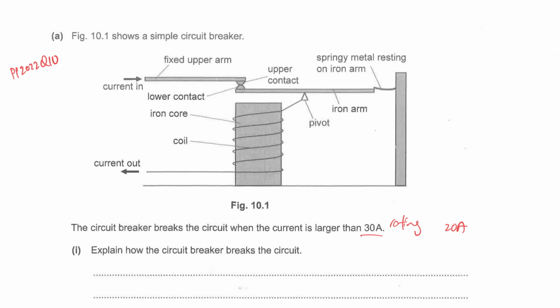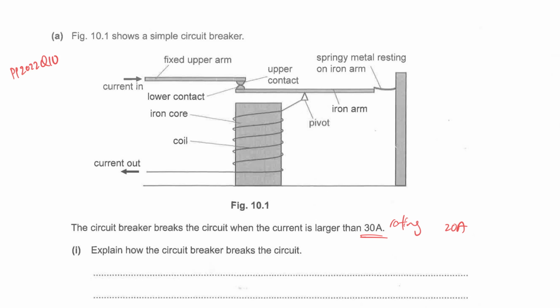Because 20 ampere is within the limit of 30 ampere, it will just flow through and the circuit breaker will not trip. But one thing that you need to take note of is that when the 20 ampere is flowing through right now, the iron arm will not be attracted. But the thing is, this iron core will still be magnetized. It is already magnetized, just that it's not strong enough to attract the iron arm.